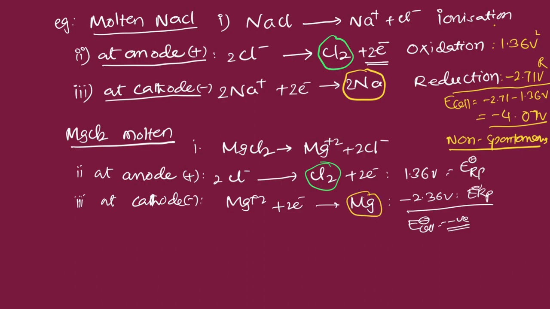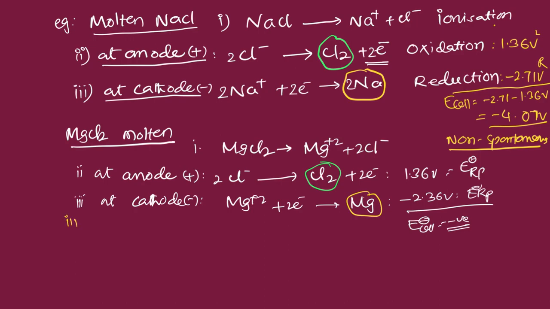Like this, any question asked based on the molten, there is no competition between the ions, because only one negative charge, one positive charge form. Therefore, there is no competition, then writing the product is easy. Similarly, we will take another example.